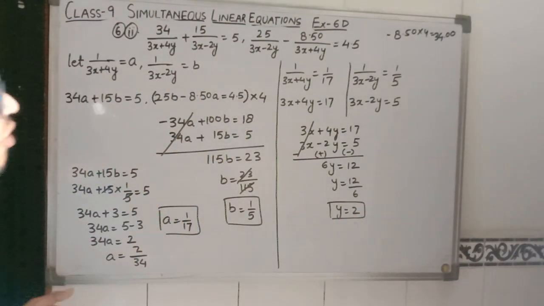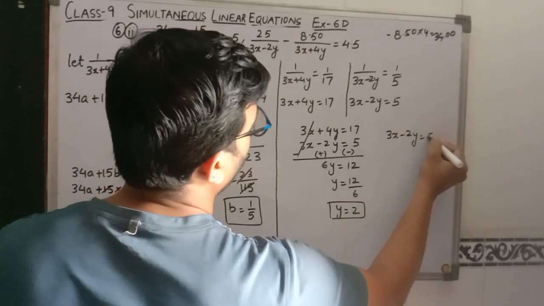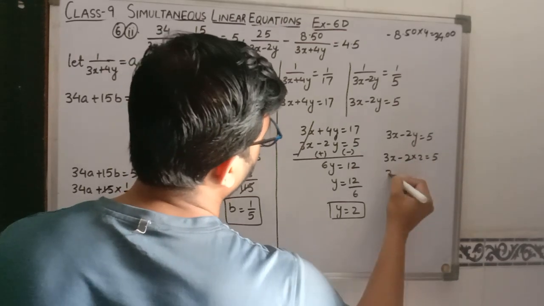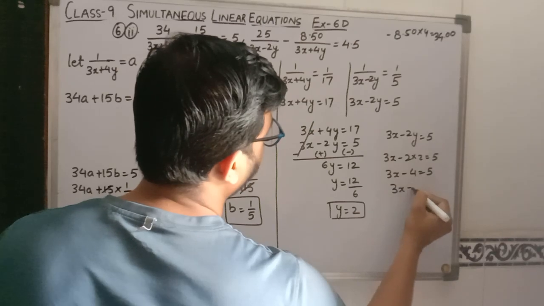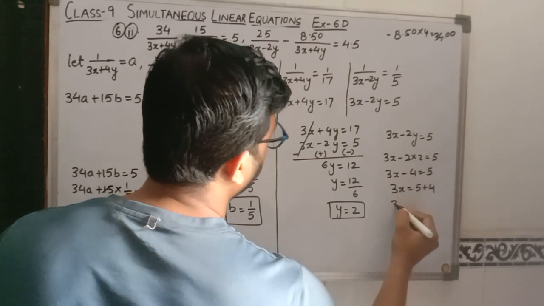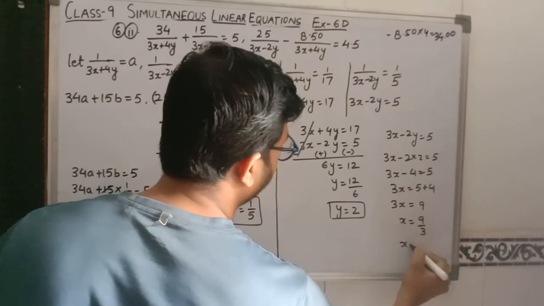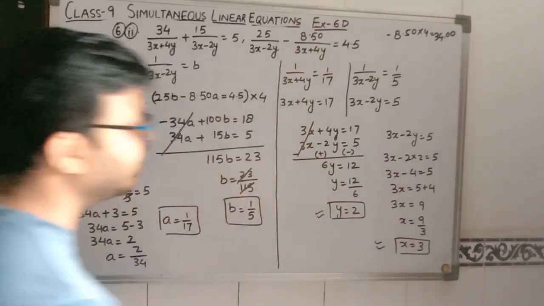Now we can take any of the equations between these two. So 3x minus 2y is equal to 5. So 3x minus 2 into 2 is equal to 5. So 3x minus 4 is equal to 5. So 3x is equal to 5 plus 4. So 3x is equal to 9. So x is equal to 9 by 3. Finally, the value of x will become 3. So this is the final answer of this question.